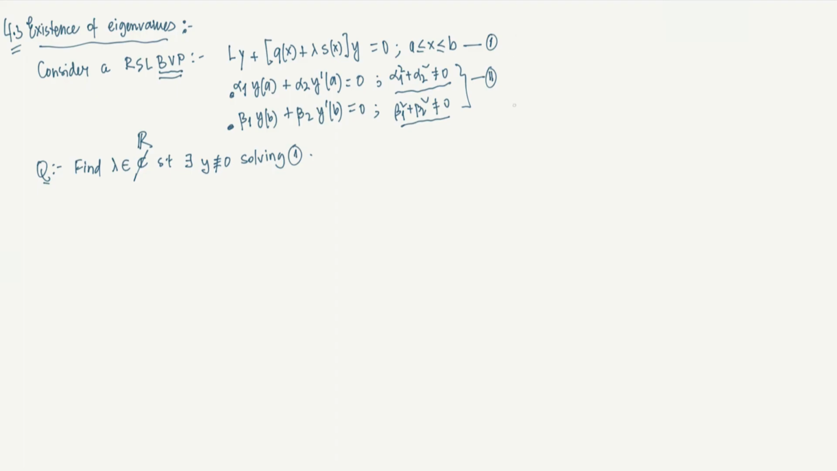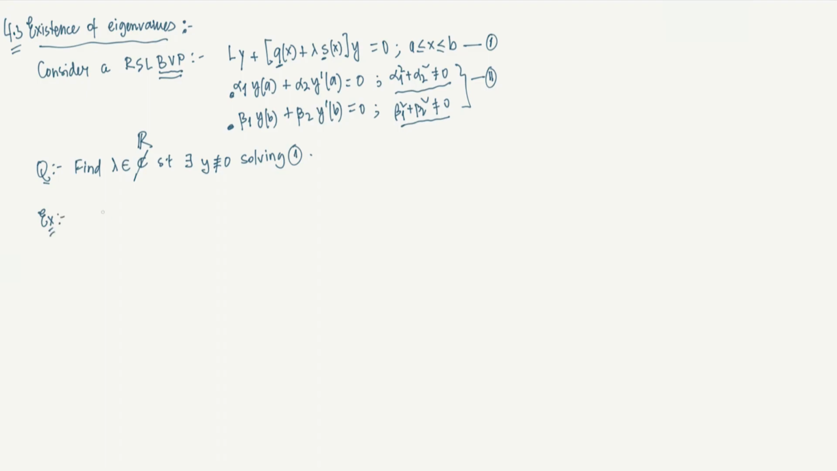Now the most important question: this is a general problem, so what is the guarantee that there are eigenvalues? Given a lambda for any such problem, this L can be a general operator, q can be any function and s can be any nice smooth function. So what is the guarantee of existence of an eigenvalue? There is a guarantee, but the proof is very complicated and we are not going to go there. I will state the theorem, but we'll try to understand it using an example.